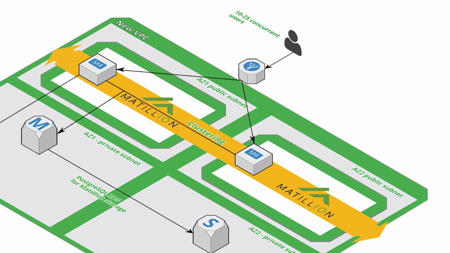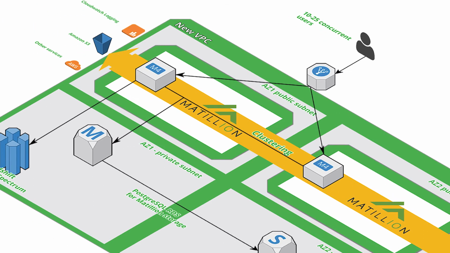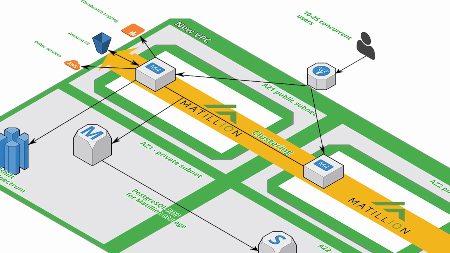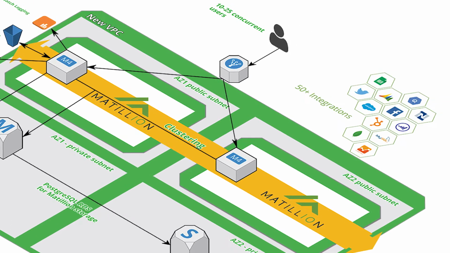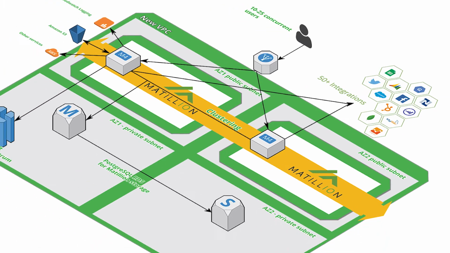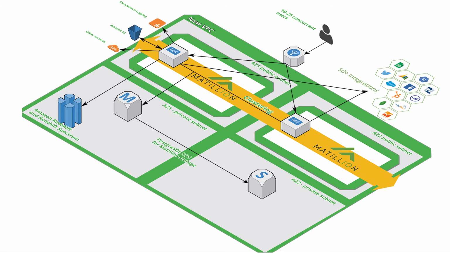External services, such as S3, are accessed as normal. All logging from the cluster is pushed to CloudWatch. Finally, all the integrations are accessed as normal by Matillion ETL instances. This highly available shared nothing architecture will offer great reliability and performance for both production and other workloads.